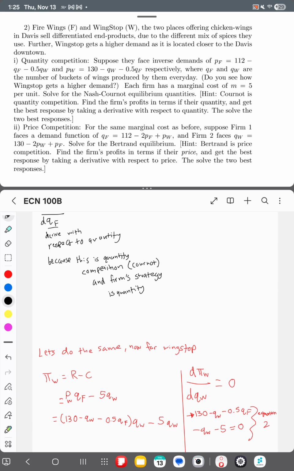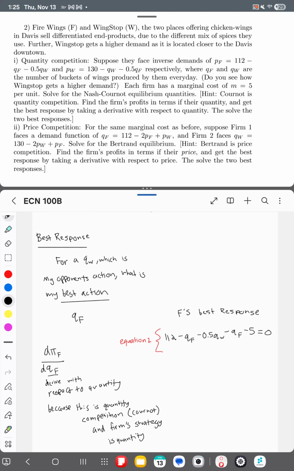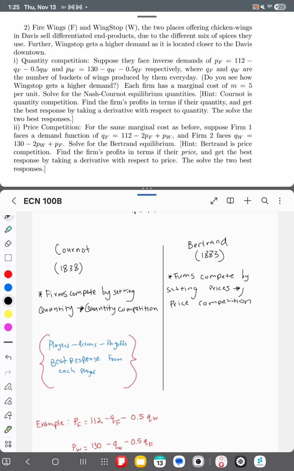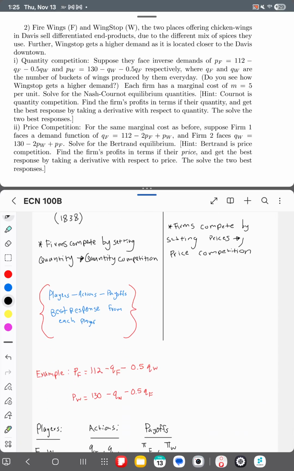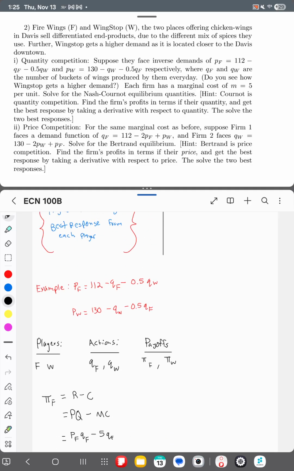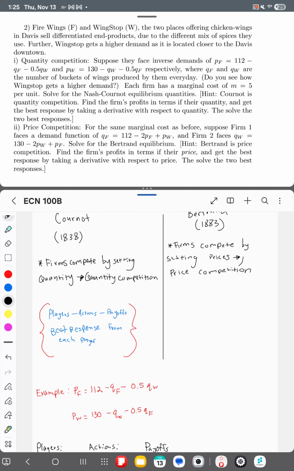Now let me just say one last thing. We have 5 minutes. How would price competition be different? The main difference between Cournot and Bertrand was the following. Bertrand said that the players in this problem are still Firewings and Wingstop, but the actions, because Bertrand was talking about price competition, the actions would be the prices they set. So PF and PW. The payoffs are just the same as always. It's going to be the profits that these firms get.